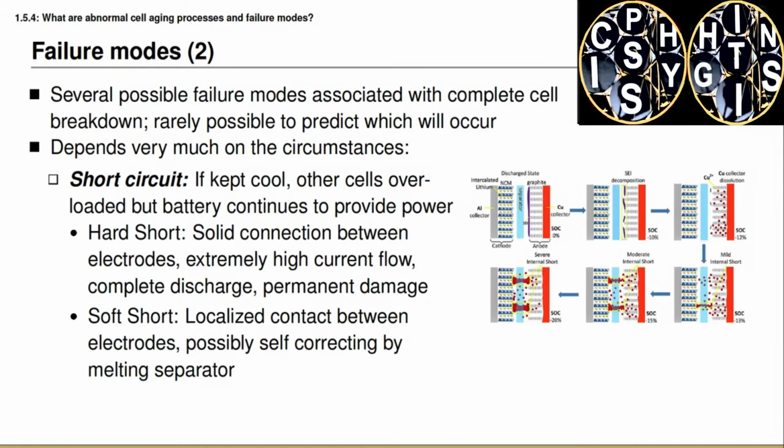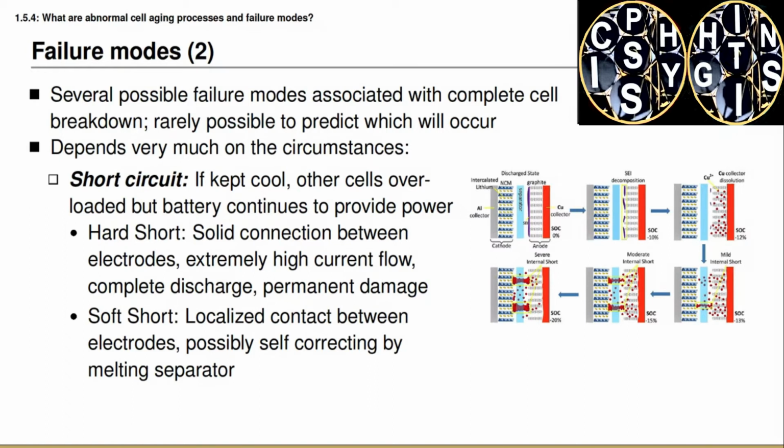The second failure mode is due to an internal short circuit, and there are two varieties of short circuit that are often talked about. One is what we call a hard short circuit, where a solid connection is formed between the positive and negative electrode of the cell, and this allows an extremely high level of current to flow the moment that the short circuit occurs, and it completely discharges the battery cell and results in permanent damage to this cell.